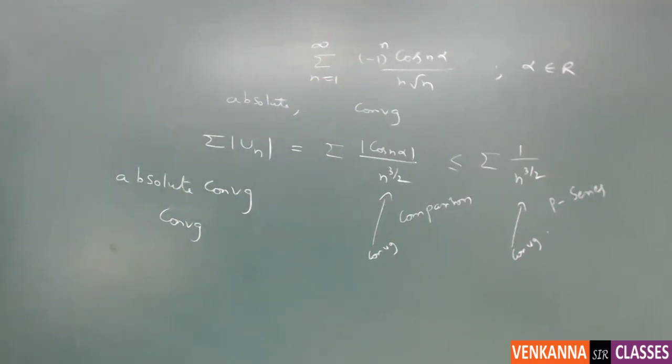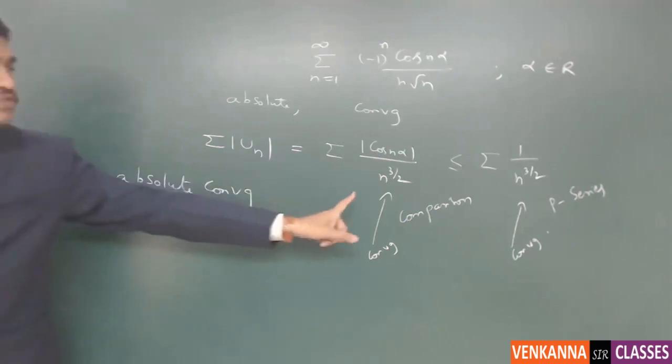So apart from checking the Leibniz test for the alternating series, straight away you are putting modulus there. So you are verifying for the absolute convergence. If it is absolutely convergent, the alternating series will be convergent trivially. And to get the absolute convergence, I am making use of the comparison test.